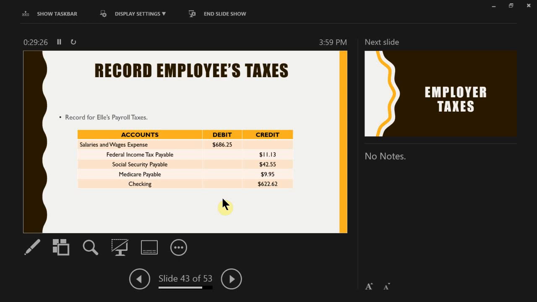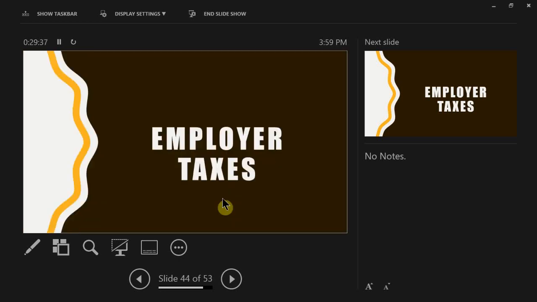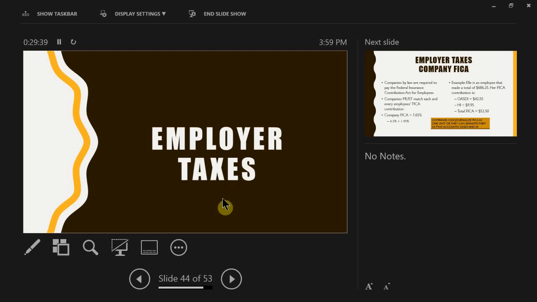If you have 20 employees, you can already think it's going to take you a long time to go through every single employee because every person can claim differently on their W-4 forms. Okay. So now that we talked about employee taxes, let's talk about employer taxes.